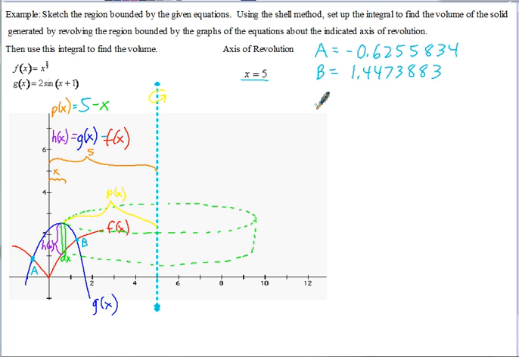Alright, now that we've got those points of intersection, let's go ahead and set up our integral and figure out what this is. So on the shell method again, you have 2 pi on the outside. Integral from, the region starts at the x coordinate of A, stops at the x coordinate of B. So from A to B. And our radius this time was 5 minus x. And our height was g of x minus f of x. And all times dx.